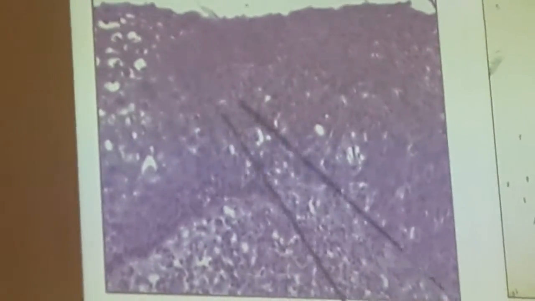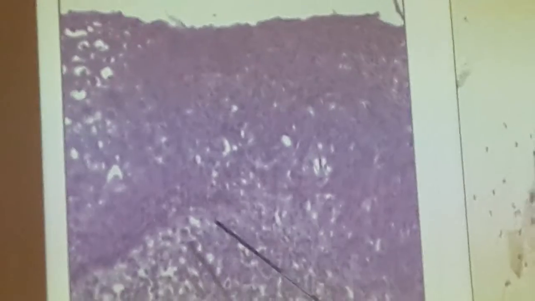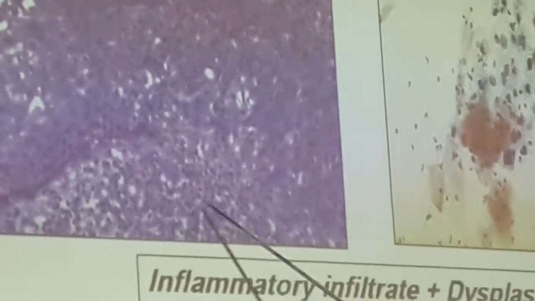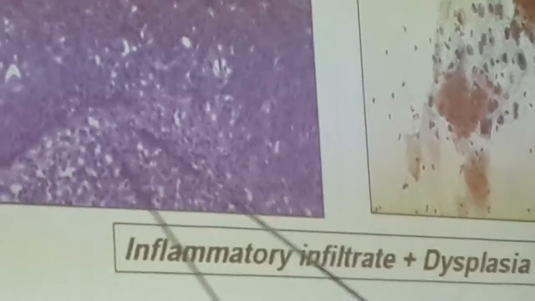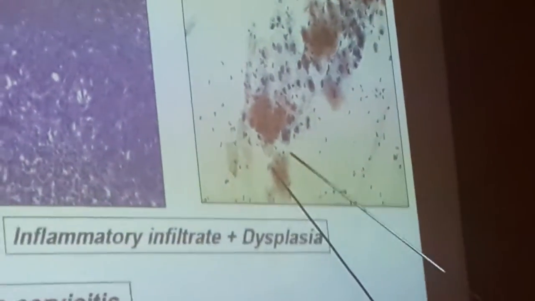So this is inflammation and dysplasia. Can you see this? Above this is all epithelium, and there is variation of size and shape of the nuclei. This is dysplasia. Below this is all filled with inflammation. These small black cells are the nuclei of the inflammatory cells. So there is inflammation followed by dysplasia in the epithelium. This is a Pap smear.